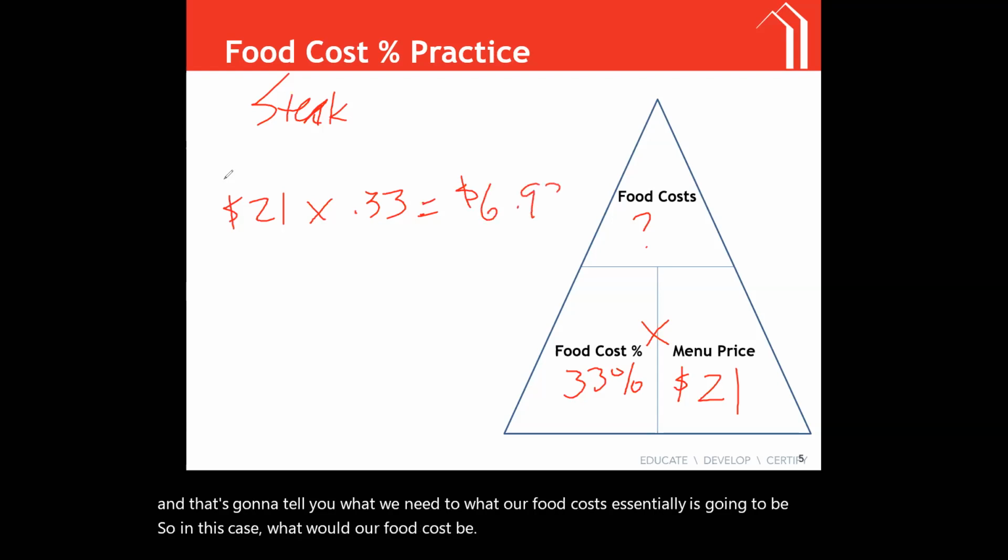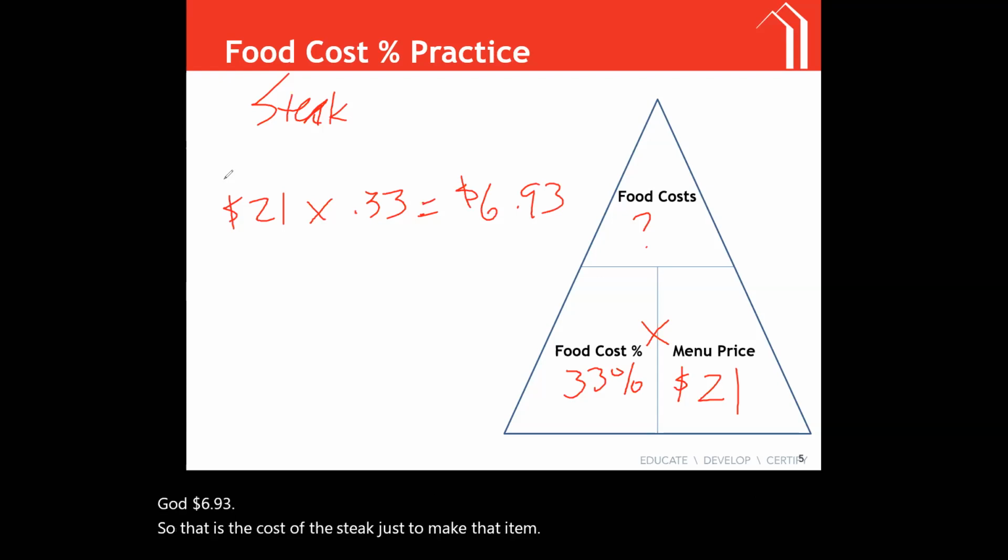$6.93. Good, $6.93. So that's the cost of the steak just to make that item. If we had side dishes, we might also include that as an ingredient cost as well. But looking at just a steak, $6.93 would be the cost.